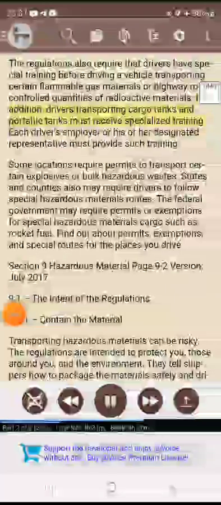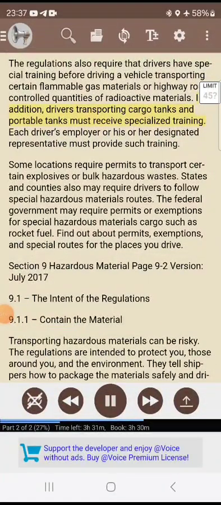All drivers must be trained in the security risks of hazardous materials transportation. This training must include how to recognize and respond to possible security threats. The regulations also require that drivers have special training before driving a vehicle transporting certain flammable gas materials or highway route controlled quantities of radioactive materials. In addition, drivers transporting cargo tanks and portable tanks must receive specialized training. Each driver's employer or his or her designated representative must provide such training.